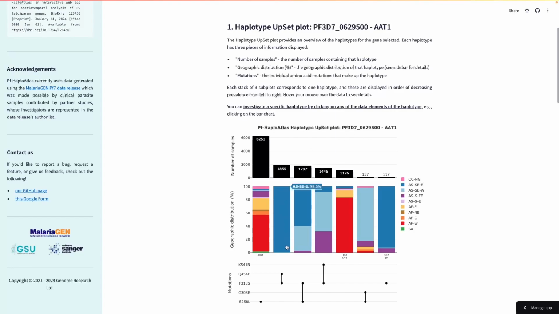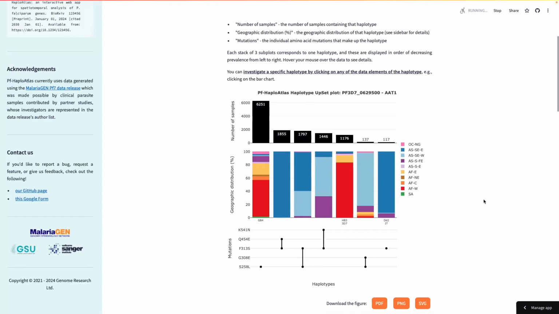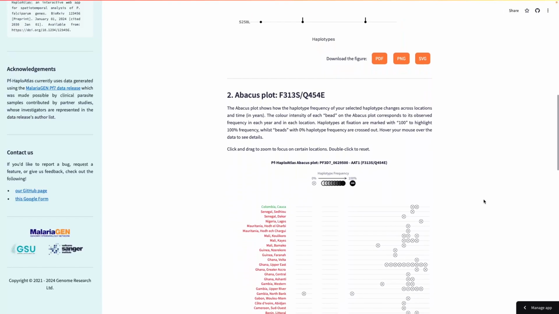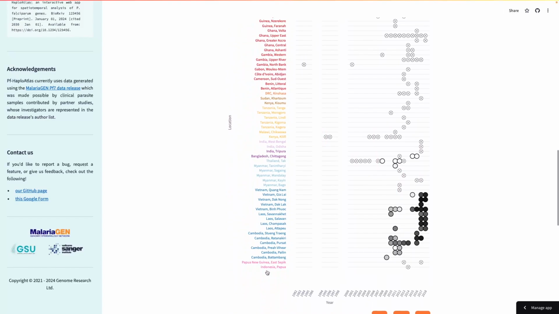If we look at the second haplotype of AAT1, we can see it was found in 1,855 samples. It was predominantly found in the eastern part of Southeast Asia, and it was made up of two mutations, F313S and Q454E. As before, we can dive deeper by clicking on this haplotype and bring up the Abacus plot. On the Abacus plot, we can see a distinct colour gradient in the eastern part of Southeast Asia. And this indicates some evolutionary pressure on this haplotype, which is of interest to us.